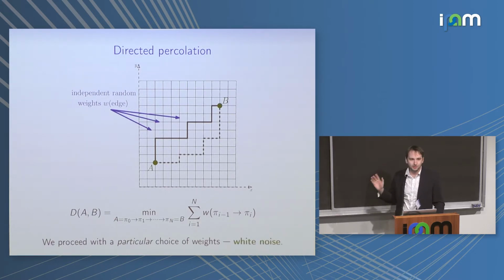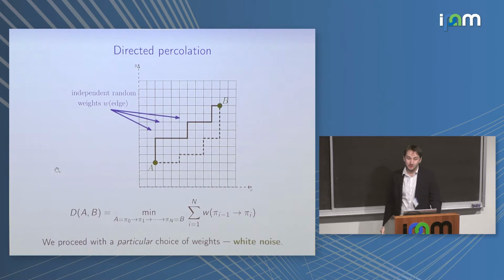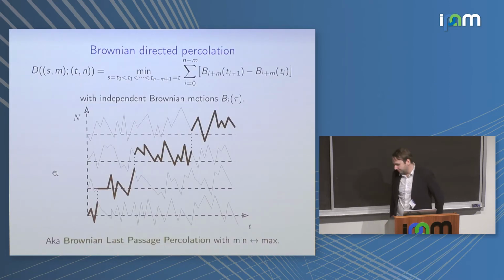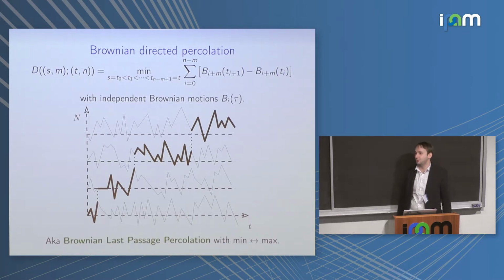Okay, so we are going to proceed with some particular choice of the weights for this lattice. I'm not going to speak about general weights, but I will instead concentrate on the weights which are going to be white noises. So what does it mean? In order to create these white noises, we'll start from Brownian motions. So we'll take a collection of independent Brownian motions. And now for two points, maybe on this picture there's a point 0, 0, and then there's a point T and so on.